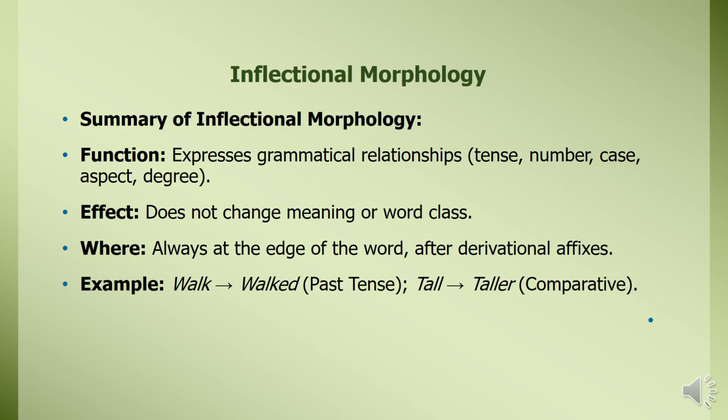Summary of inflectional morphology. The function is to express grammatical relationships: tense, number, case, aspect, degree. It does not change the meaning of the word, nor does it change the word class. It is always at the edge of the word, after derivational suffixes. If we have a derivational suffix, then the inflectional suffix will be added after it. It occurs at the very end of the word.